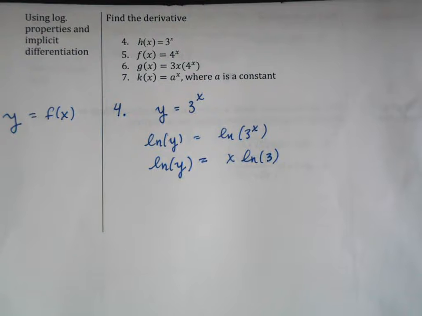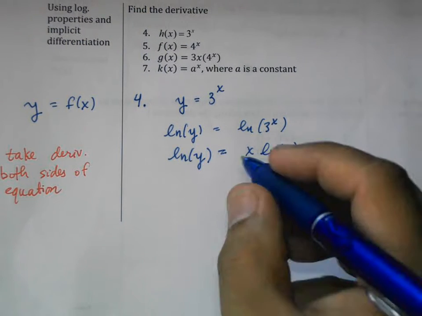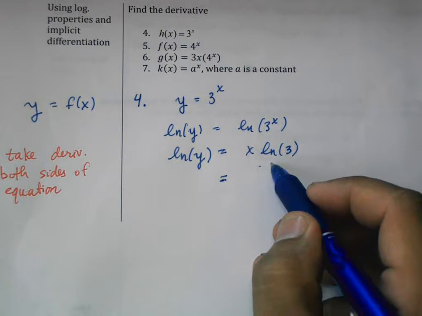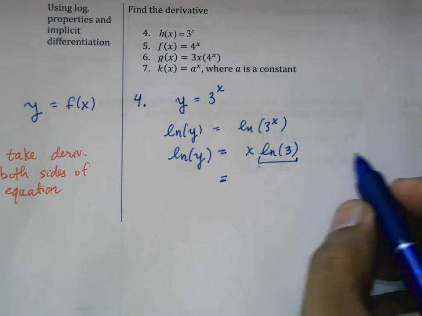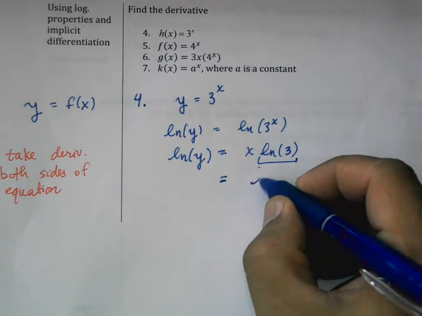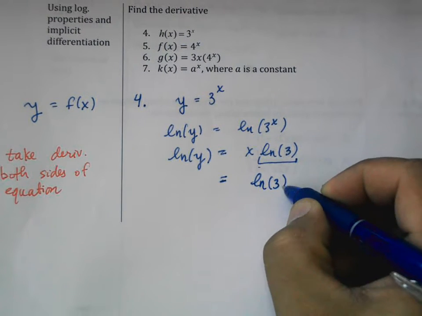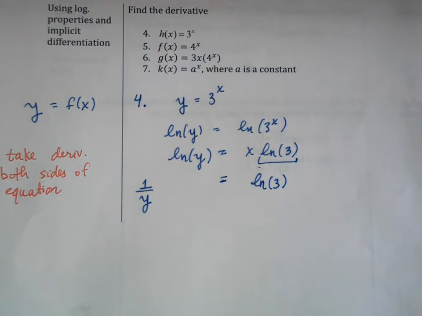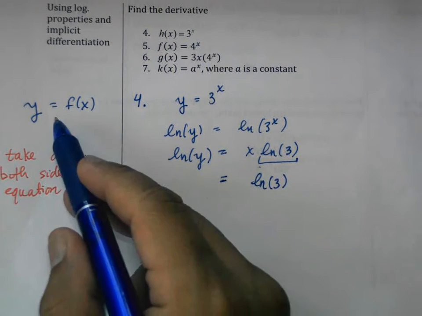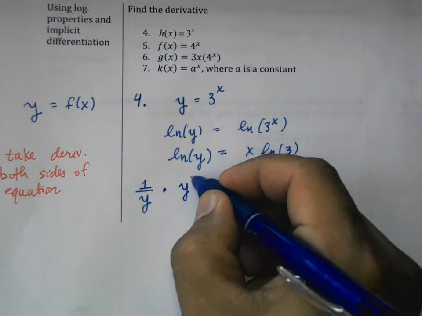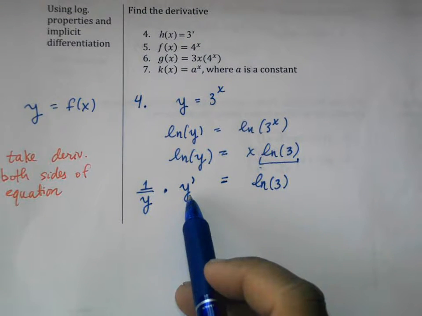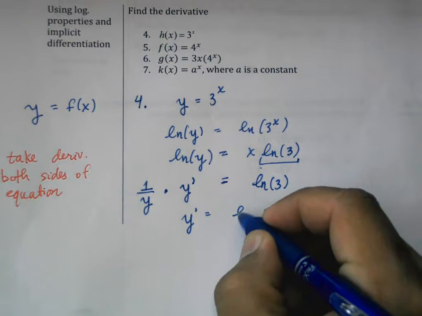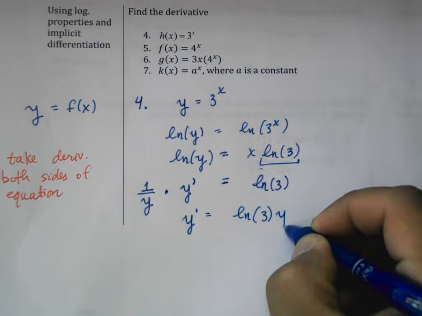Then I can actually now take the derivative. Okay, so taking the derivative of both sides, on the right side it's much easier, because if you notice here, this is just a linear function. This here is actually a constant, so this is natural log of 3 times x. The derivative of that is just natural log of 3. And on the left side, I have 1 over y, because that's the derivative of the natural log, times, and remember that y is a function, so we have to multiply it by y prime. And in fact, y prime is what we're looking for. So we're going to isolate y prime by multiplying both sides by y, natural log of 3 times y.